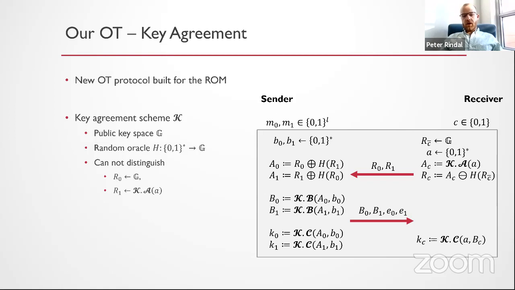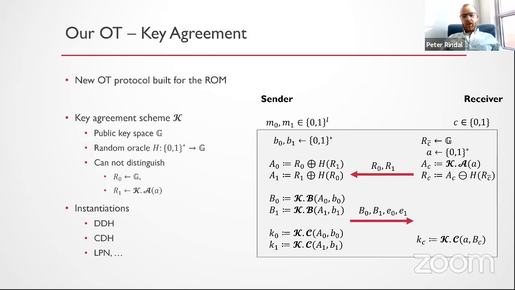Not just any key exchange protocol would work; we have some requirements on it. First, the public key space must form a group, because we need to be able to do this group subtraction and addition on public key elements. Second, we need a random oracle which maps an arbitrary bit string to a public key. Moreover, you shouldn't be able to distinguish a uniformly random group element from an actual public key, so these two distributions need to be the same. So long as your key exchange protocol satisfies these requirements, you can instantly plug it into our framework.